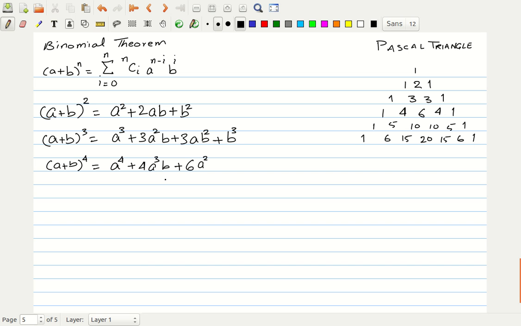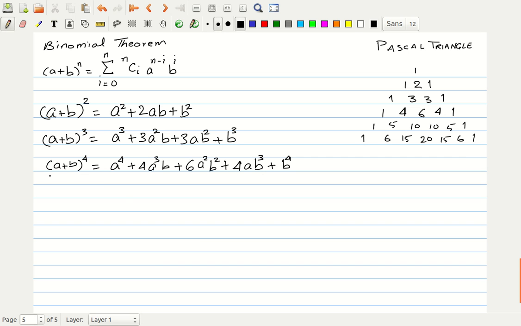It becomes a square, because I reduce the power of a by 1, increase the power of b by 1, becomes 6a square b square. Then I look at the next number, it is 4, and I continue with the same logic. Reduce the power of a by 1 becomes a, increase the power of b by 1 becomes b cube. The next number is 1, so becomes b to the power 4. So I hope you understand how to find the a plus b to the power n using the Pascal triangle.